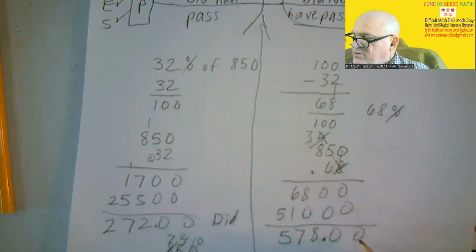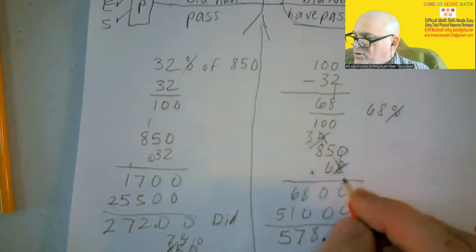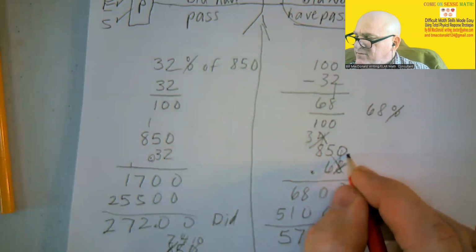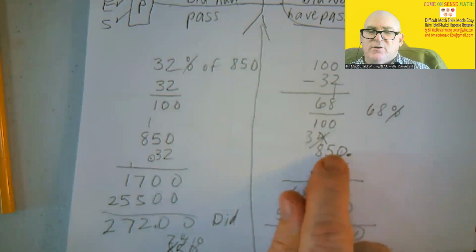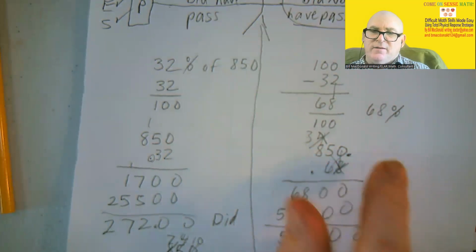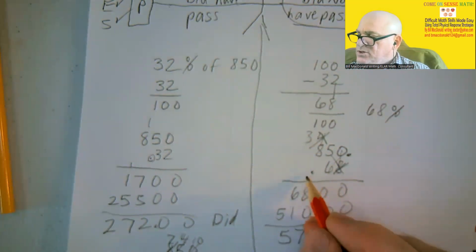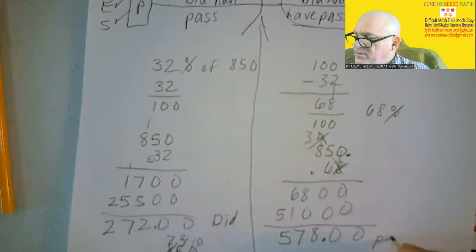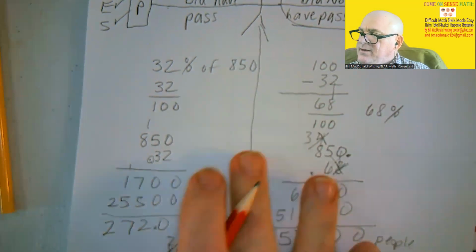And then so you have 0, 0. 8 and 0 is 8. 6 and 1 is 7. 5 and 1 is 5. And so when you move the decimal 2 places, here that 850, you might make sure your kids know that it's 850 and nothing else. And here it's 0 and 68 hundredths. And so 578 people did not have a pass.